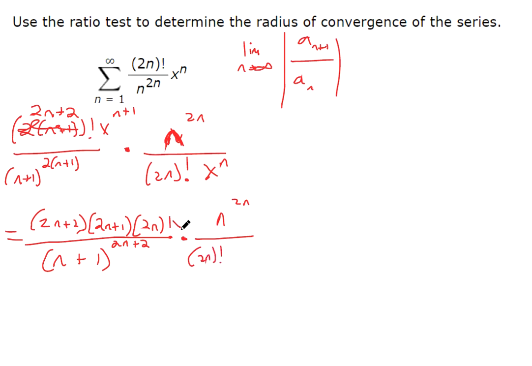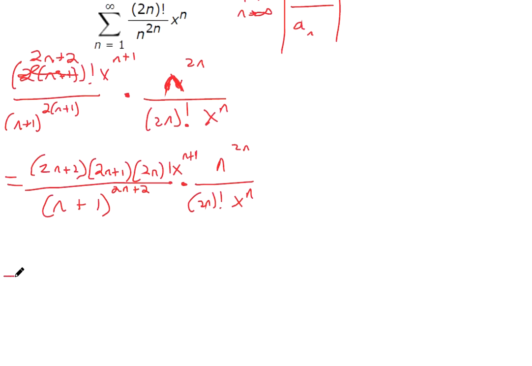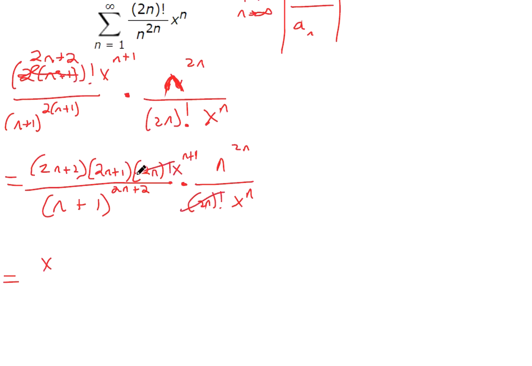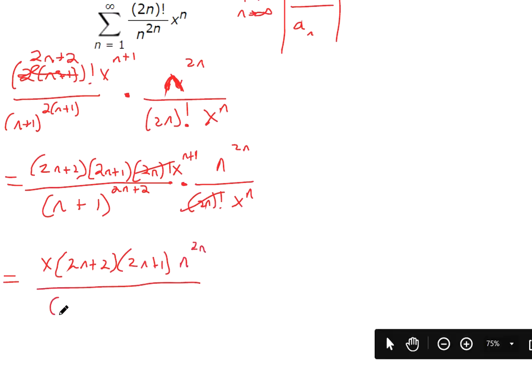Oh, I dropped my x to the n plus 1 because I have x to the nth here. So x to the n plus 1 divided by x to the n, those powers can subtract to give us just x to the first power. And then I also expanded this factorial so that the 2n factorials can cancel. So we've got 2n plus 2, 2n plus 1, n to the 2n power over n plus 1 to the 2n plus 2.